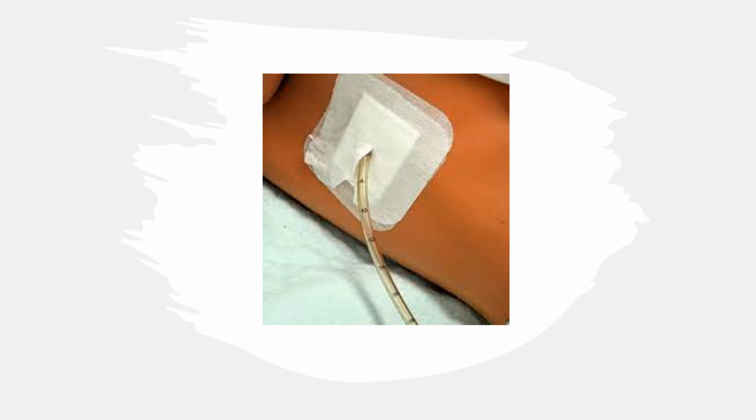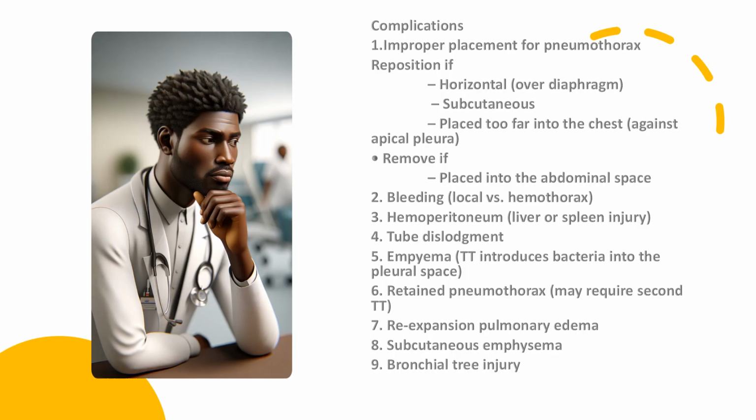And finally, some pearls of wisdom. For instance, the water seal in the chest drainage system acts as a one-way valve. Bubbling indicates an air leak. And with tube removal, timing and technique are crucial to prevent complications. These tips can make a significant difference in your practice.